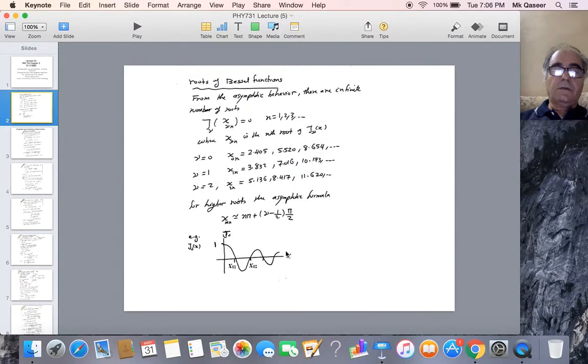This is an example of J sub 0. This is the first root, the second root, third root, fourth root, and so on. It looks like a trigonometric function. These are some roots for nu equal 0, for nu equal 1, and for nu equal 2.